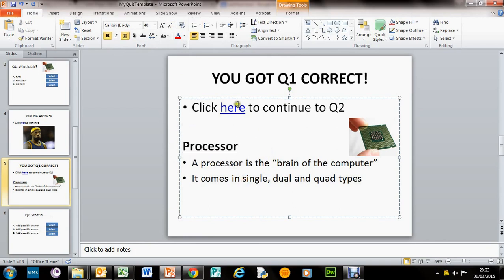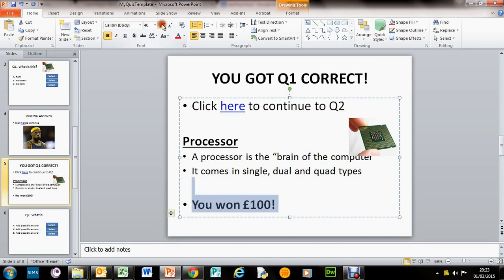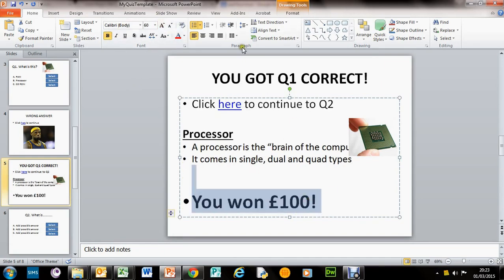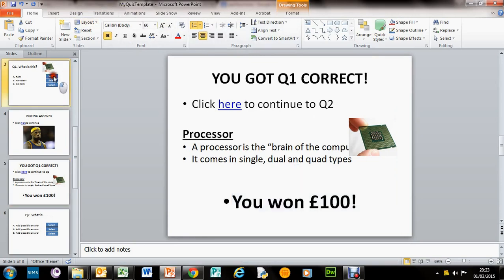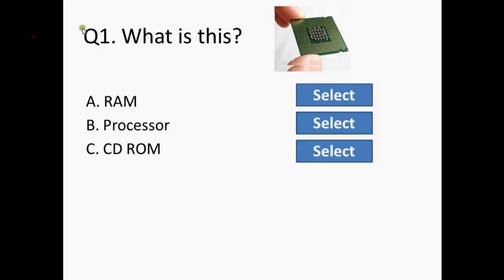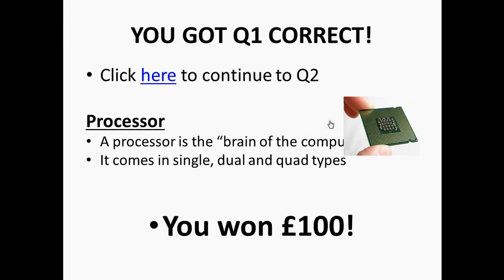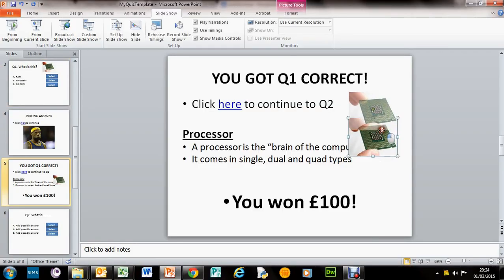So you got it right, and because you got it right, you could. I've seen some people put in, you know, you've won an amount, or you've got a token, or you've got a teddy bear, or whatever. You won £100. Woohoo! So we could put that there, and center that so that looks like that. Okay, so let's just try that. So go back to here. Always, always, always test your work. So processor, yay. And that looks rubbish because that picture's over there.